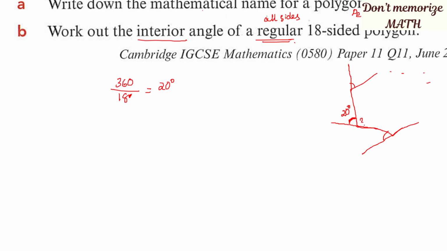How to find the interior angle? This is a straight line, right? So we'll take 180 minus 20 to find the interior angle. So that is 160 degrees. So the interior angle of a regular 18-sided polygon will be 160 degrees.